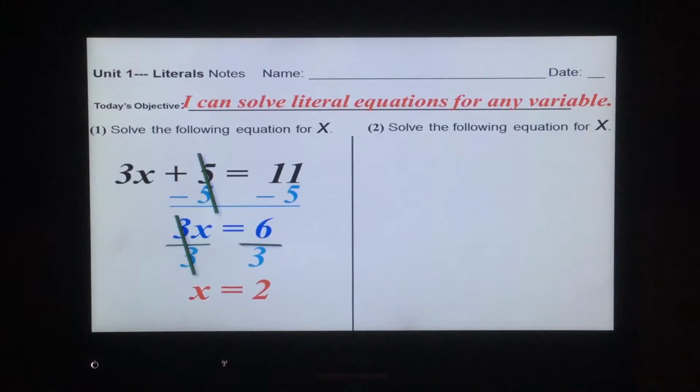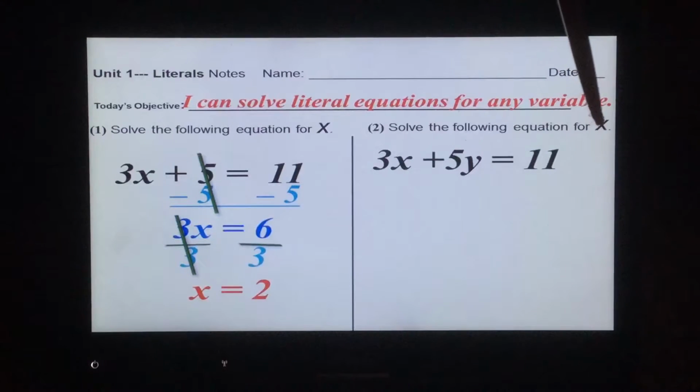Okay, now you kind of have to have the same mentality when you deal with literal equations. Now a literal equation is something that has more than one variable. For example, number 2, we have 3x plus 5y equals 11. There's two variables here, an x and a y. Whenever you have a literal equation, it's going to indicate what they want you to solve for. So in number 2, they're asking you to solve for x. Again, we have 3x, we have 5y, we're trying to get x by itself.